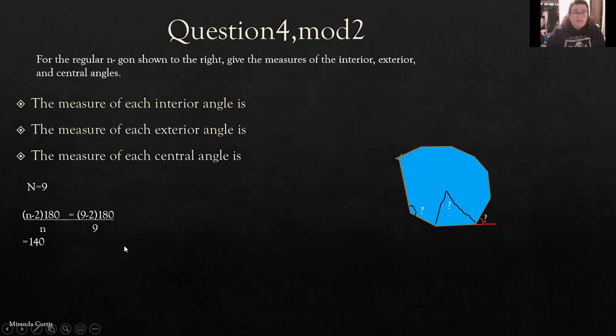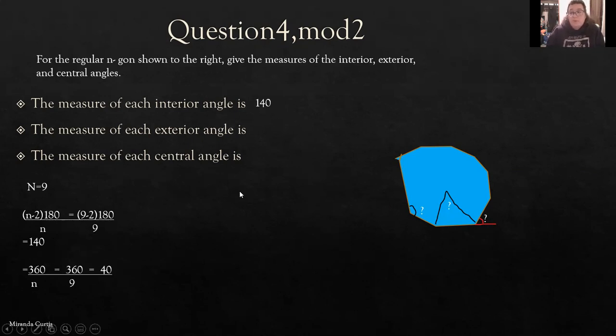For the measure of the interior angle, it's a little bit different, but not too bad. It's n minus 2 times 180 over n. We already know what n is, so we put 9 minus 2 times 180 over 9. When you work that out, you get 140. That gives you the interior angle, because that's its formula. Now we're going to go for the exterior.